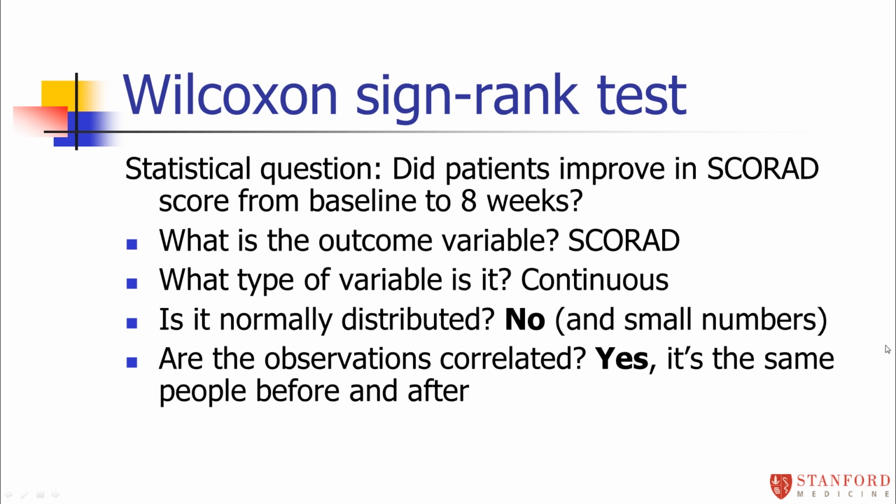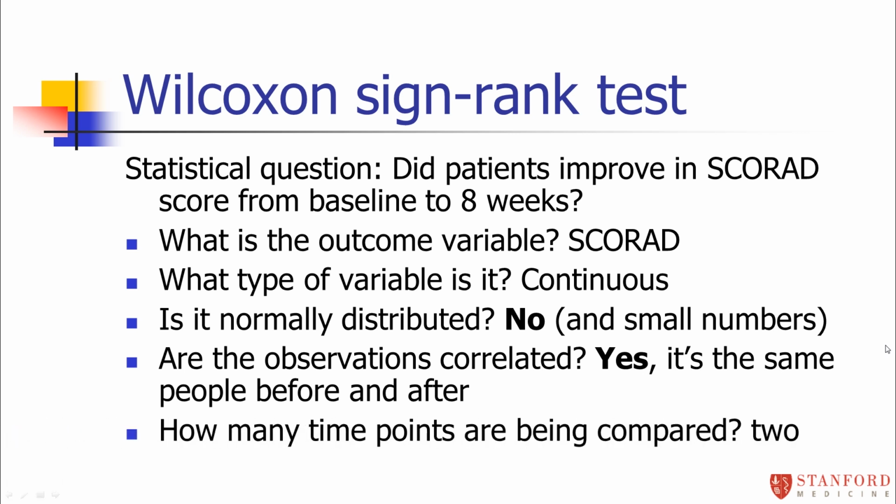So we would normally do a paired t-test, but because we violated the normality assumption, we're going to use the non-parametric equivalent to the paired t-test, which is the Wilcoxon sign rank test. There's only 2 time points being compared, which is why we can use a paired t-test or a Wilcoxon sign rank test.